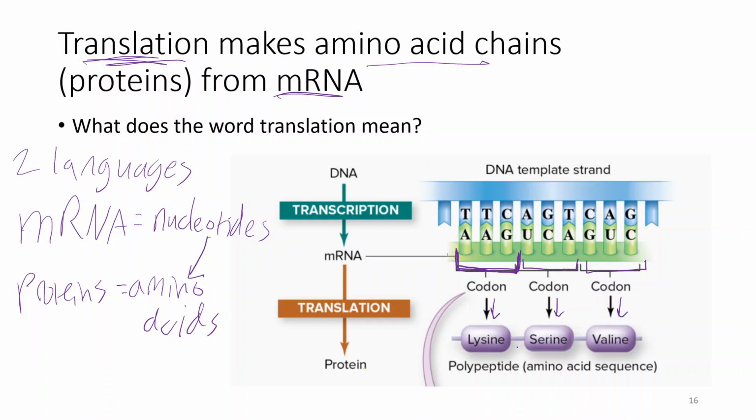Those amino acids get bonded together at the ribosome into a polypeptide. So a peptide bond is what links these together. Remember, poly means many. So a polypeptide means many peptide bonds. So a long chain of bonded amino acids.